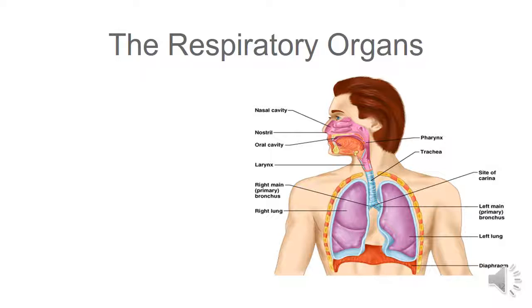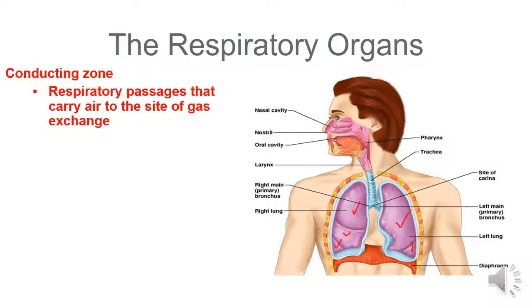Now if you look at this picture, the right lung has 3 lobes. The left lung has 2. Anyone know why? What's behind that? Hopefully you said the heart.